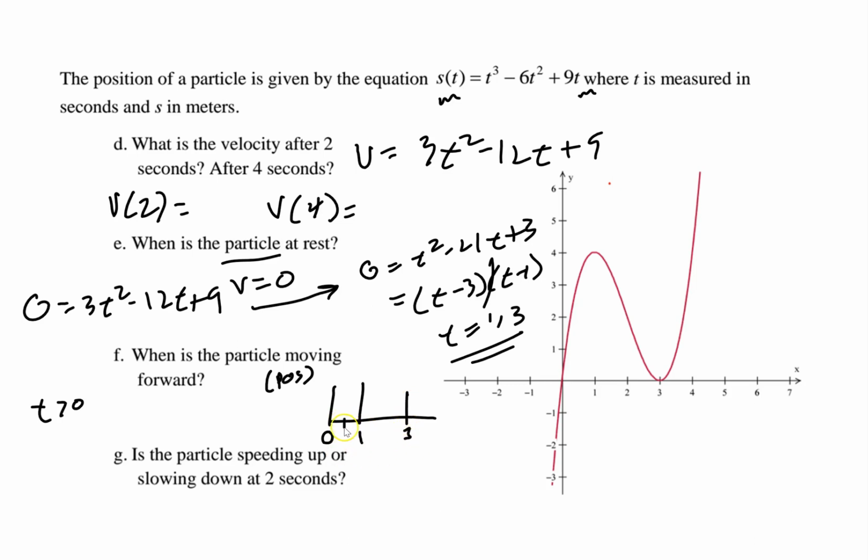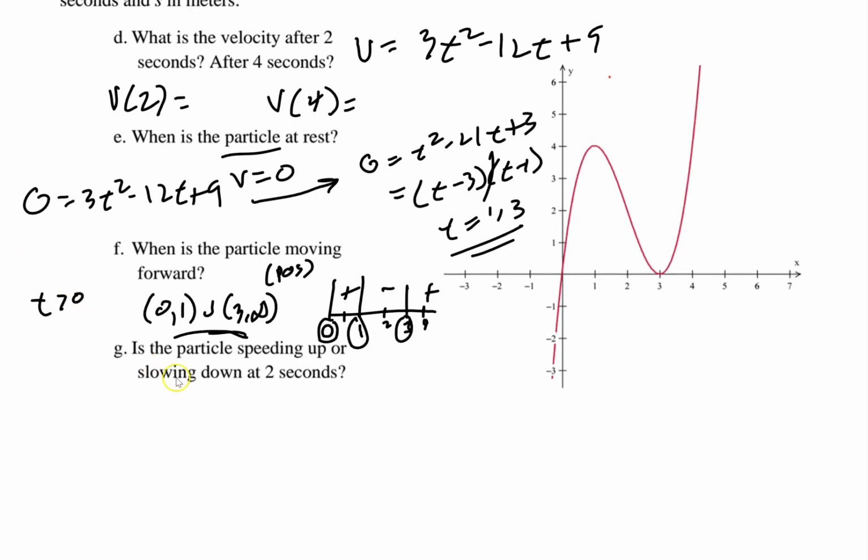You put a little test point before 1, like 1/2, and plug into the derivative. So plug in 1/2, I get a negative, and I get another negative. A negative times a negative is a positive. Plug in 2, I get a negative and a positive, so that's a negative. Plug in something like 4. I circle these things, by the way, so I keep myself straight. I get positive, positive. So when is it moving forward? Looks like from 0 to 1, and 3 to infinity.